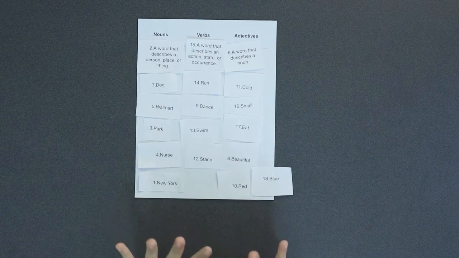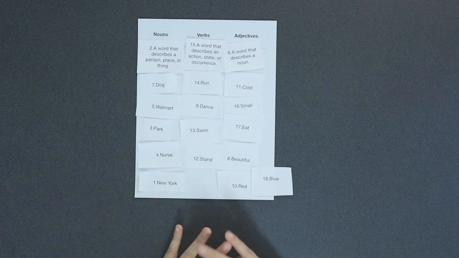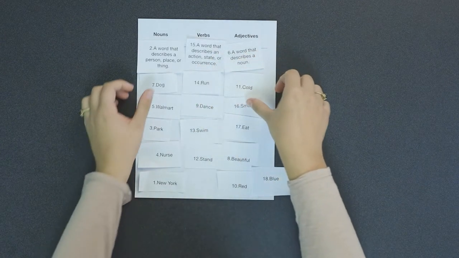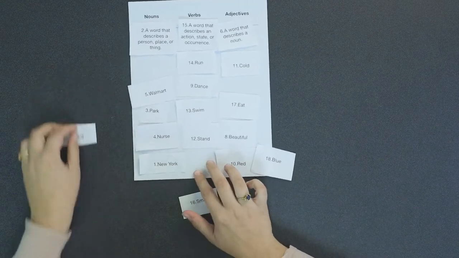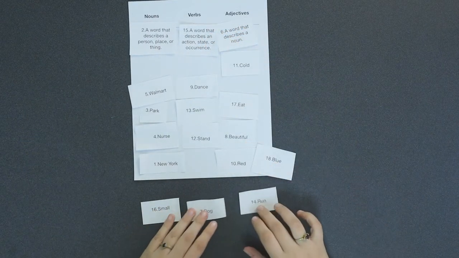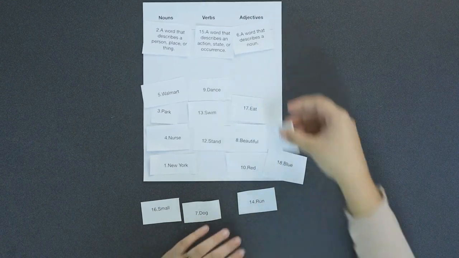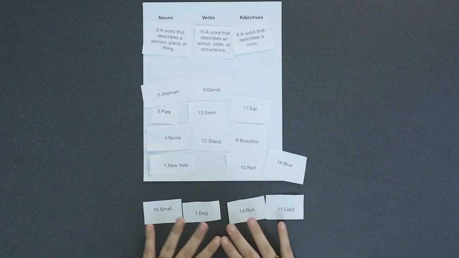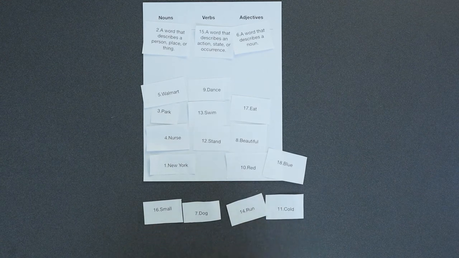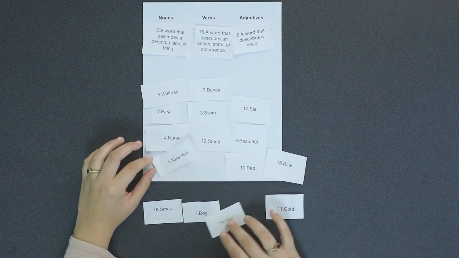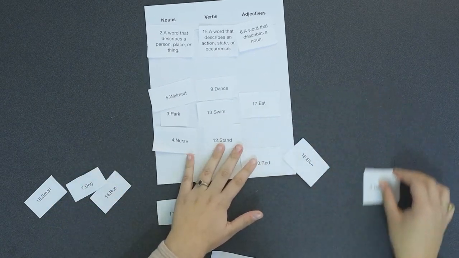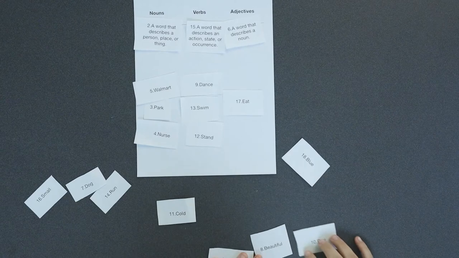Now, a great thing that you can do with your kids is put these into sentences. So you can say, the small dog ran or run in the cold weather. And then you can have them describe each word and what they think is a noun, verb, or adjective, same as with the matching. And you could even do, New York is very beautiful with the red sunset.